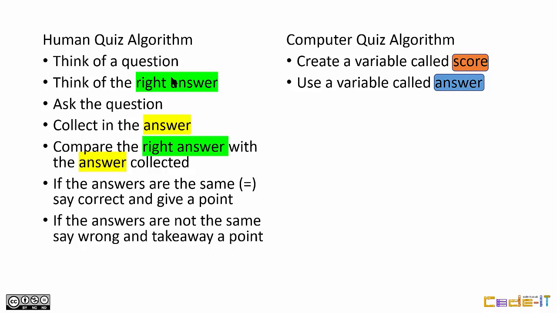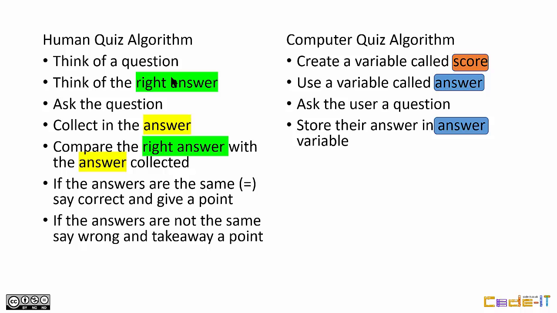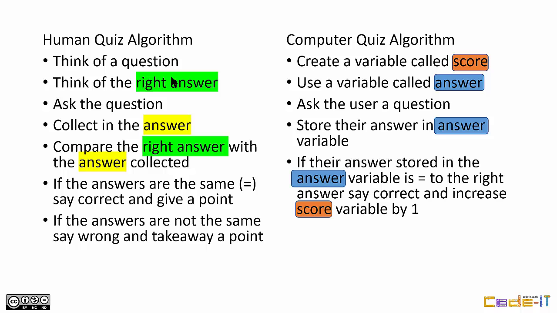They're sort of the behind the background things, a bit like in our human quiz algorithm, where we have the thinking of the question and thinking of the right answer. We've got to create a variable to store the score, and a variable to store the answer as well. Then of course we've got to ask the user a question, very similar between the two algorithms. We've got to store their answer in the answer variable, pop it inside that answer variable so we can do that comparison later. That's why it's quite useful to do those holding up both hands while you're doing it as well.